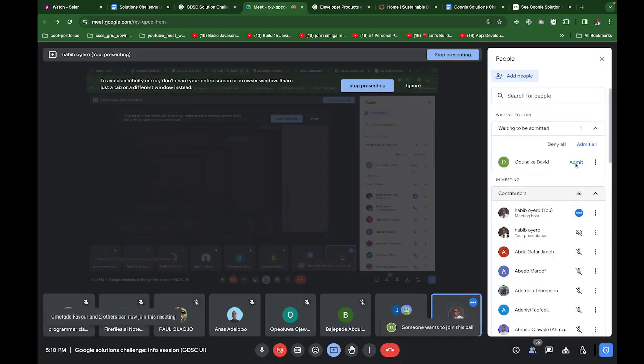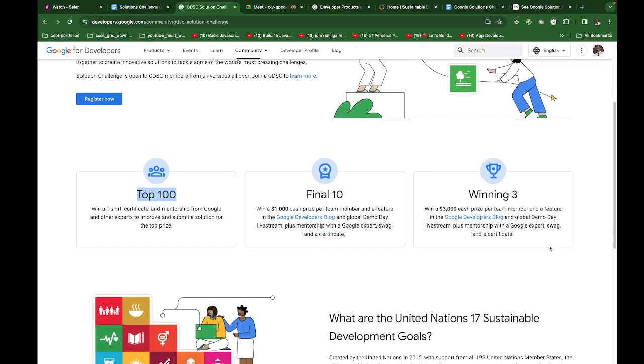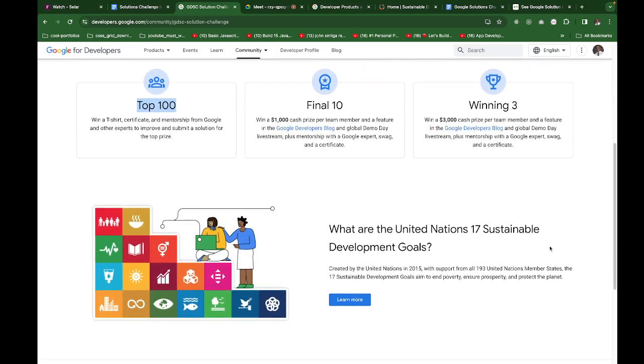And please, if you have any questions or any ambiguities during this session, kindly drop them in the chat section. Thank you. From the top 100, it is cut down to the final 10, where each team member wins a 1,000 US dollar cash prize to further their solution. Then the top 10 is cut down to the top three best solutions, where each team member wins a $3,000 prize to further their solution, and also mentorship from Google.